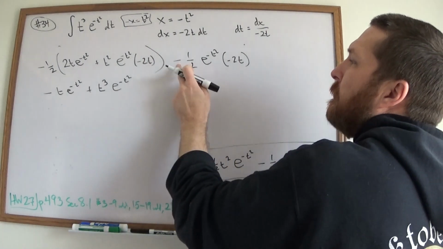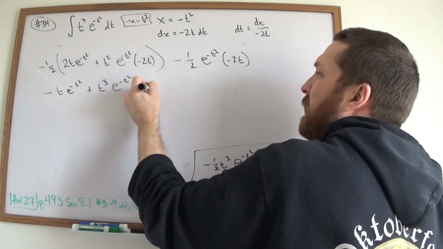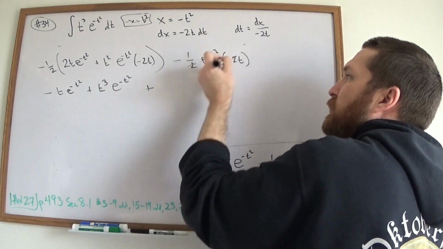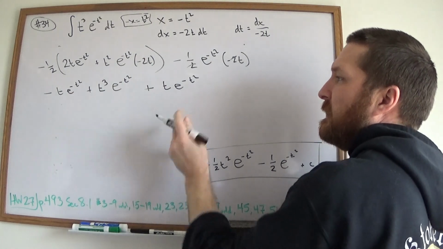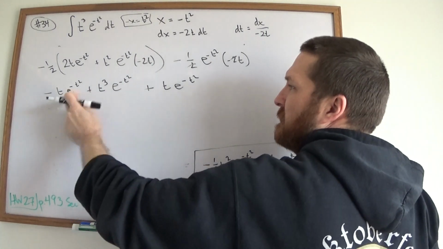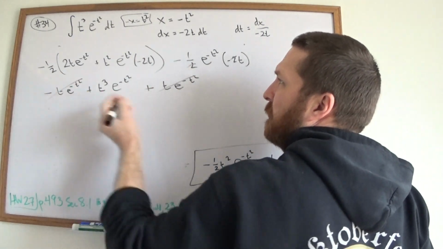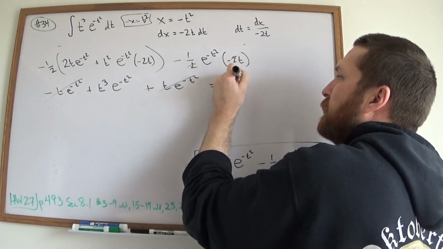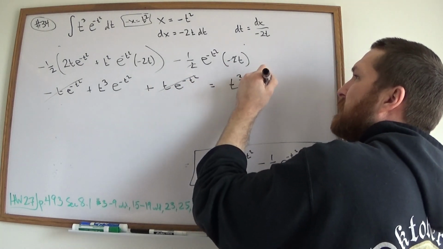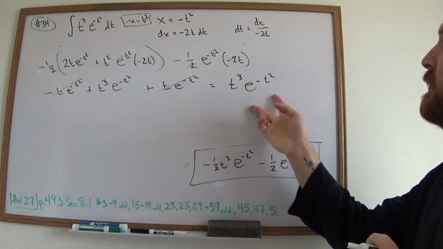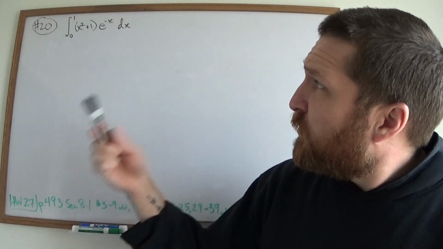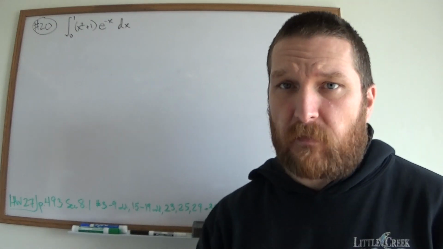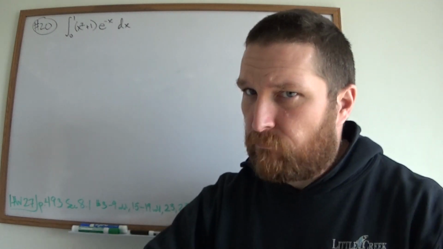Okay, minus minus is a positive. Half and a 2 are gone, and we have t e to the minus t squared. T e to the minus t squared minus e to the minus t squared, blah blah blah, gives me t cubed e to the minus t squared, which is what we started off with. Check. For number 20, we have a definite integral, and it should come as no surprise to you that I do it a certain way.